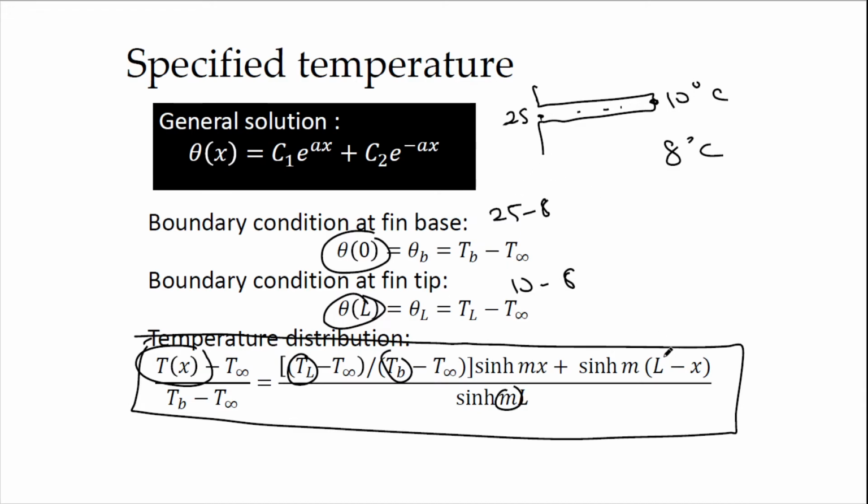Remember that L is the maximum length. Let's say this is 10 cm, and you want to find the temperature at 5 cm. So this is 0 and this is 10 cm, and you want 5. Simply replace this with 5, and this data with 5, and then you can get your T_x, the temperature at 5 cm.